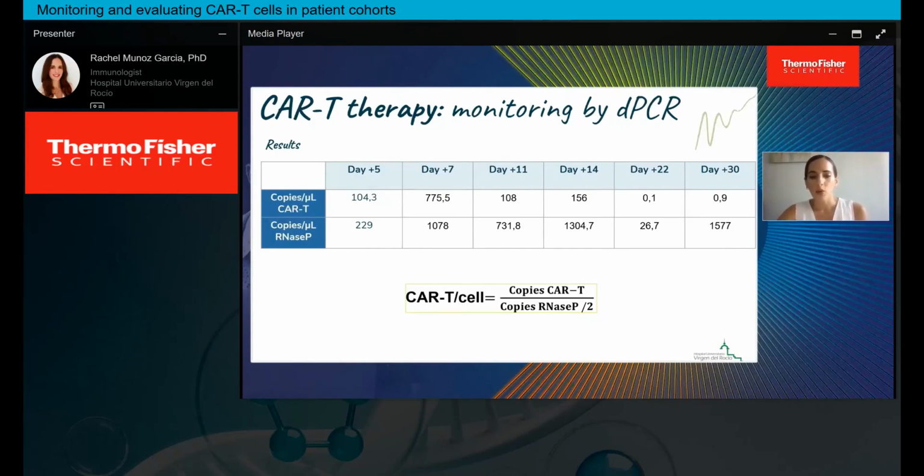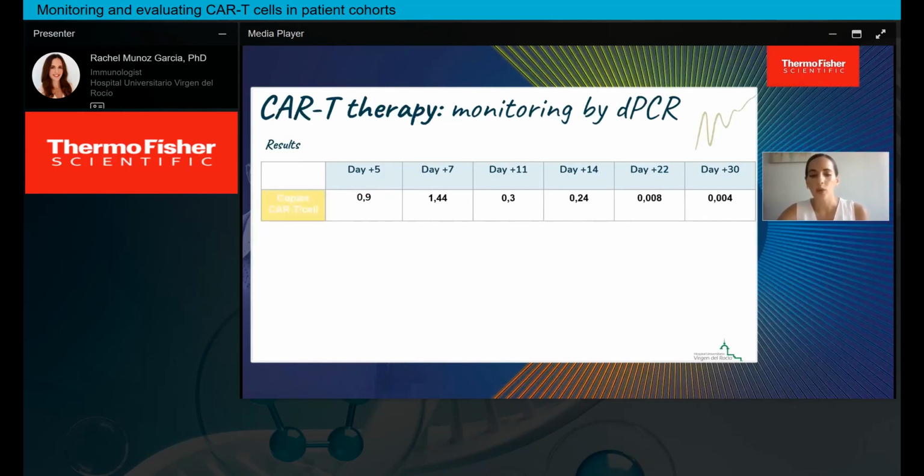And to normalize and compare this data between the different days, we applied this mathematical formula and obtained the CAR T copies per cell. As I said before, we know that there are 2 copies of RNase P per cell, so we can calculate the number of cells, which will be equal to the copies of RNase P divided by 2. So here we have the same data but normalized and expressed as the copies of CAR T per cell.